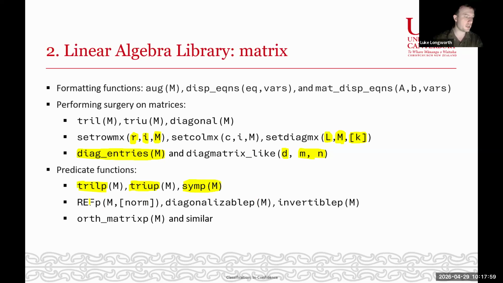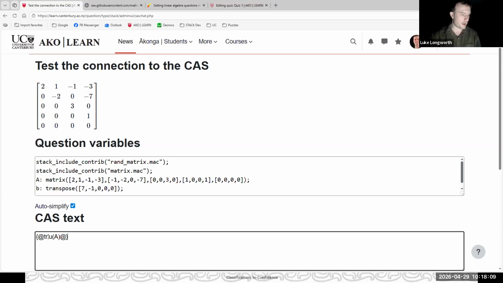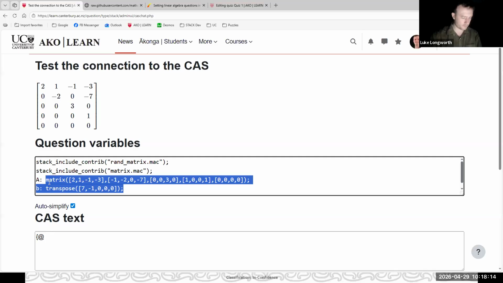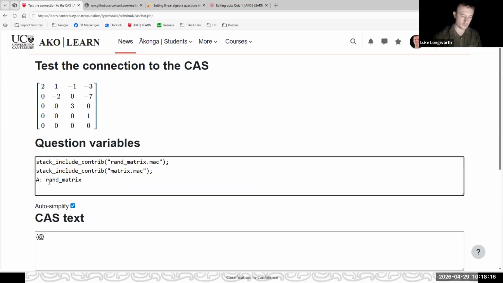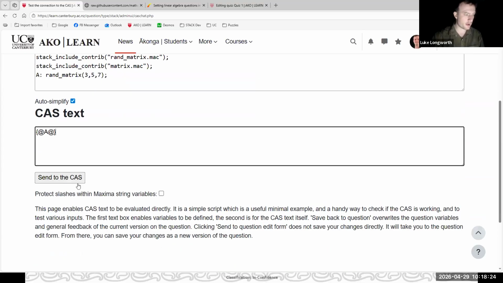It's nice to have a predicate function for it. The more interesting ones here, I think, refp, that's one of my favorites. This one is row echelon form as a predicate. So let's play around with this one. Let's randomly generate a matrix. Let's go randmatrix, 3 by 5, and let's have big numbers. And so have a look at our A.